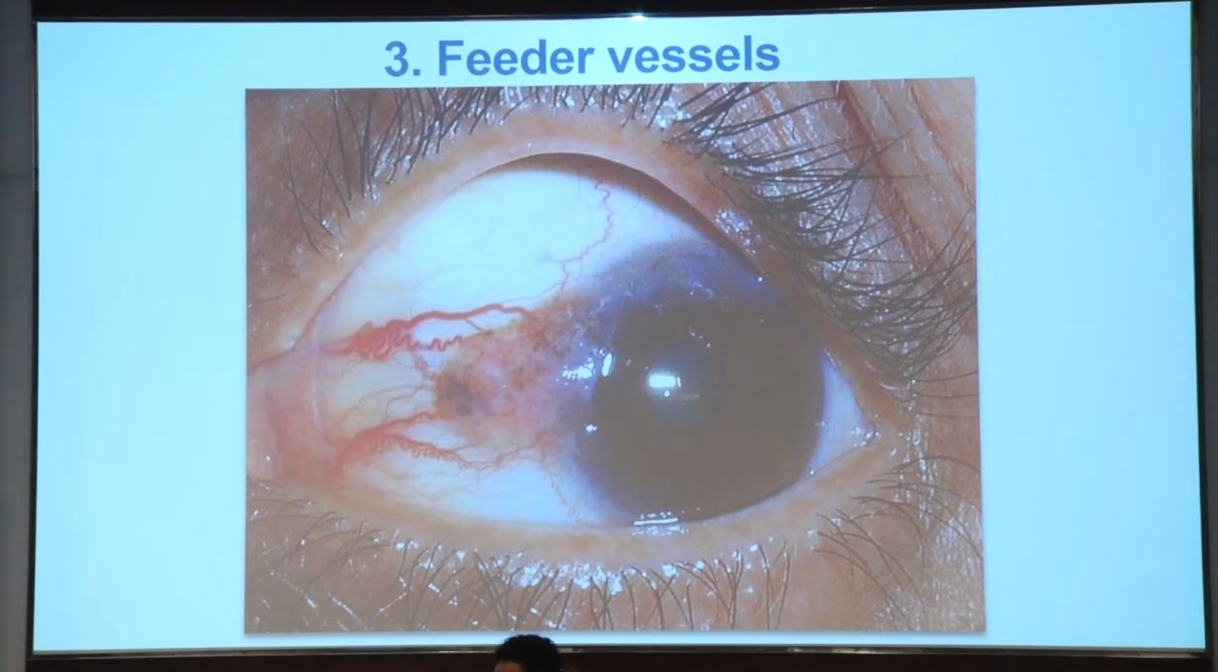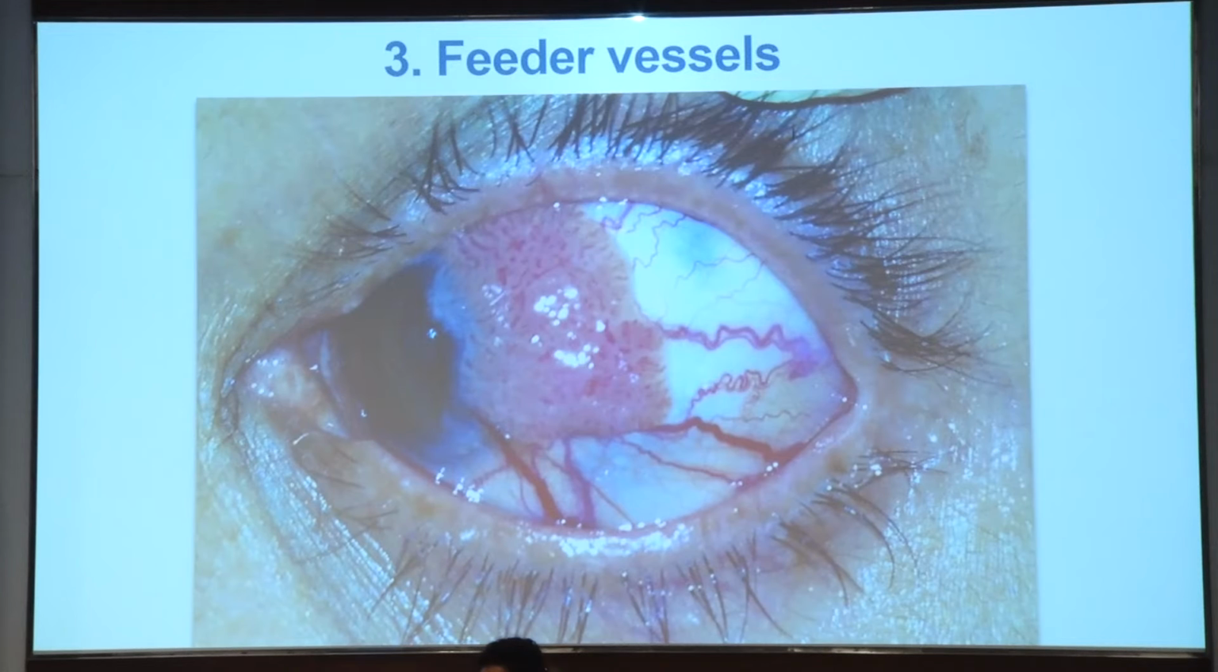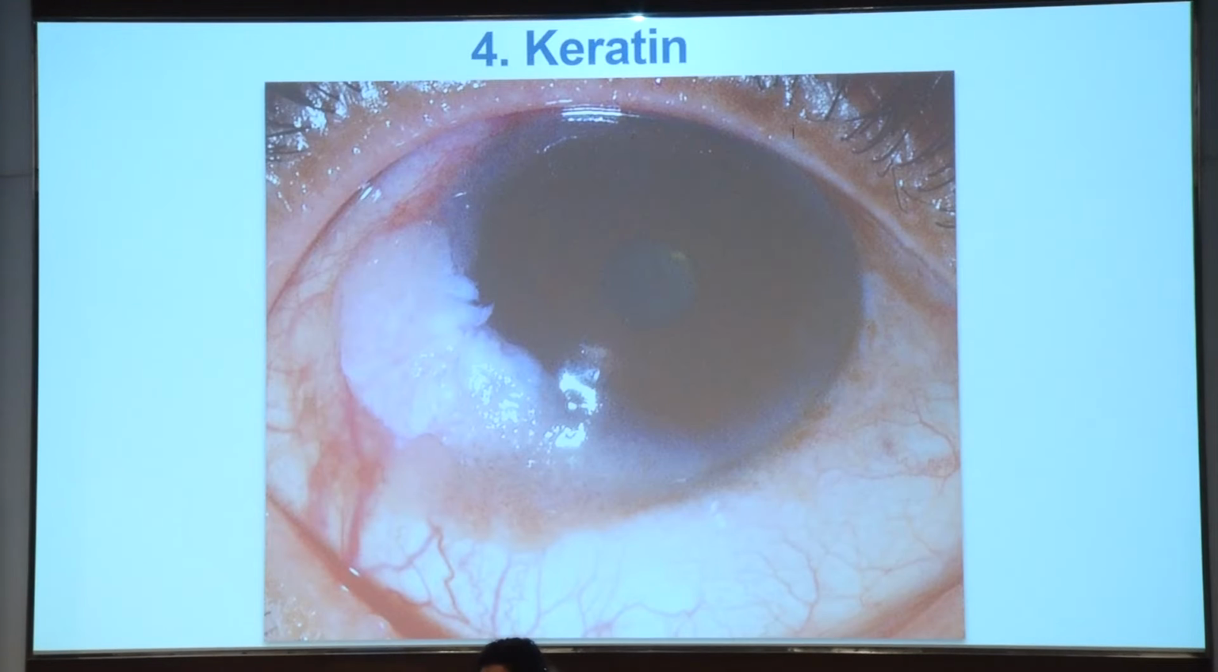So the third point is feeder vessels. You see prominent feeder vessels coming from the fornices and entering the tumor. That's another red flag. Another patient presented with lots of feeder vessels, and you also see a papilliform large epibulbar mass, and the feeder vessels are adding to it. So that's another patient. The fourth point will be keratin.